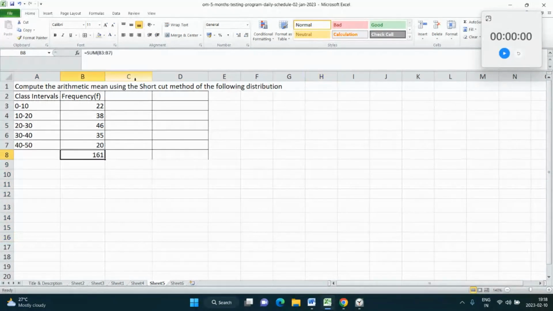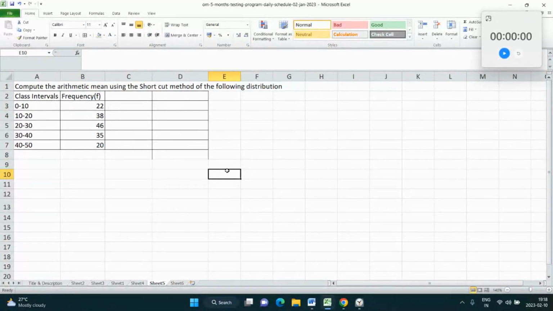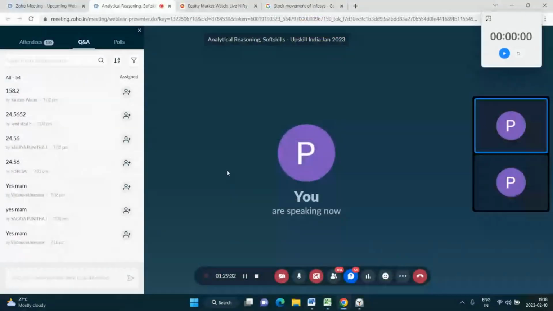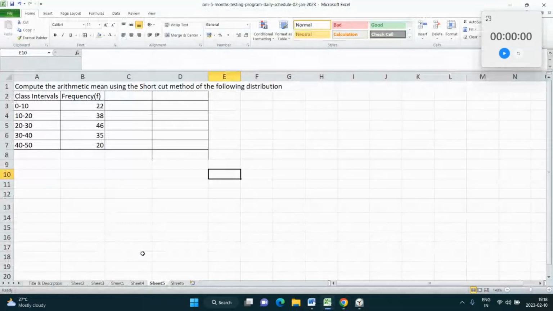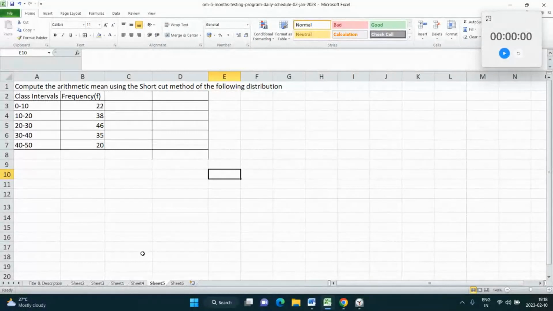Can you take down this question? You will do this as homework and tell me the answer tomorrow. Which method will you use for this? Students, which method will you use? Sleeping, all of you. Children, sleeping. I want you to do this sum using shortcut method and tell me the answer in the next class.